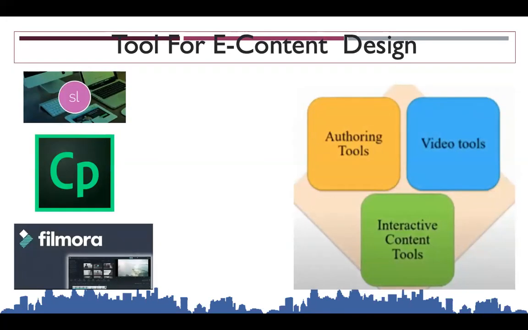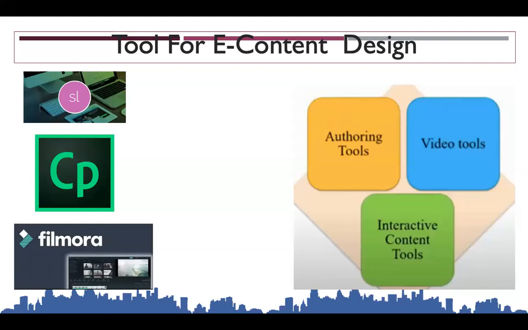Like we are talking about something related to online learning. Online learning simply means you are going to design something as e-content, an e-course. You need to design the e-courses before you start planning, and you have some tools to implement your content. You have to use the three parts I just mentioned here. These are the core parts of creating e-content: the authoring tools, the video tools, and the interactive content tools.